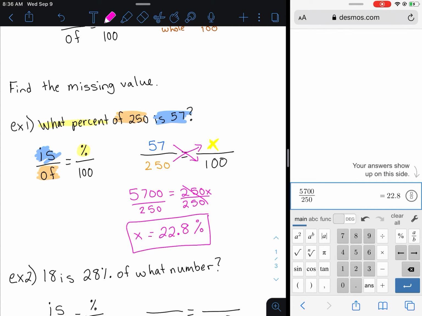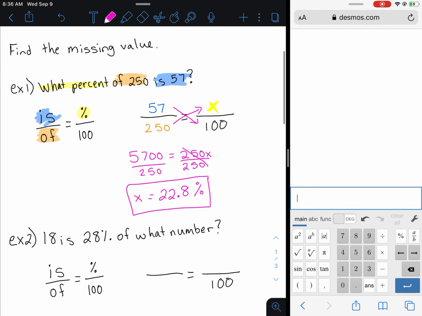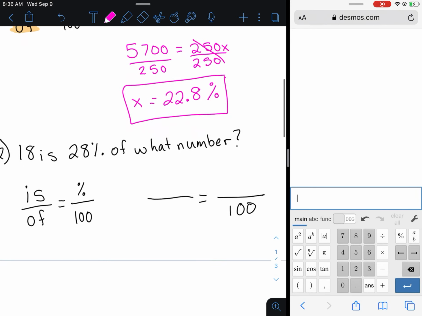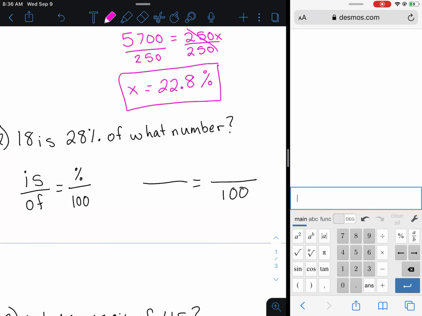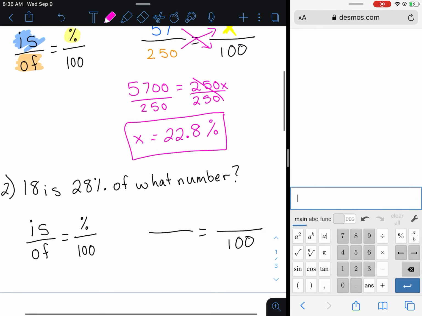And if we round 57 to 50, 50 would go into 250 approximately 5 times. And 50 is 20% of 250. So it's a little bit more because it's 57. So 22.8% does have a reasonable answer. All right. Our next one here, 18 is 28% of what number?